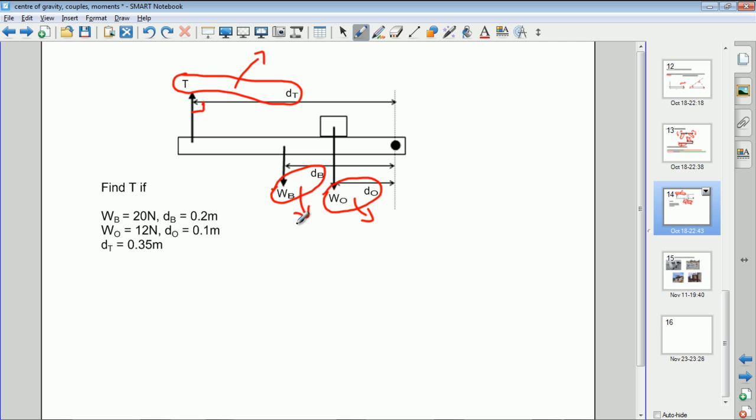So the first thing to write is that the sum of the clockwise moments equals the sum of the anti-clockwise moments for an object in equilibrium. Now I'm just going to do it in shorthand here. I'm going to say sigma CW, which stands for the sum of the clockwise moments, is equal to sigma ACW, which is the sum of the anti-clockwise moments. Now in an exam question, obviously you'd write that out in full. You'd write the sum of the clockwise moments equals the sum of the anti-clockwise moments for an object in equilibrium.